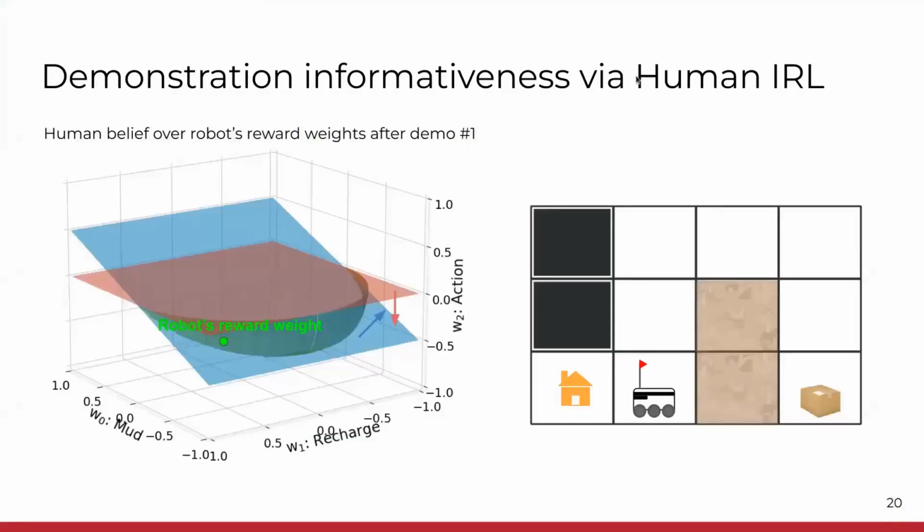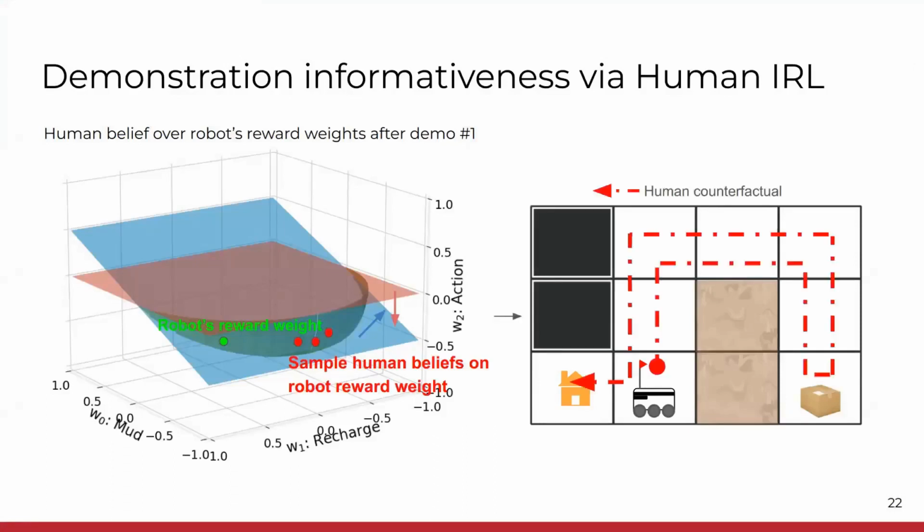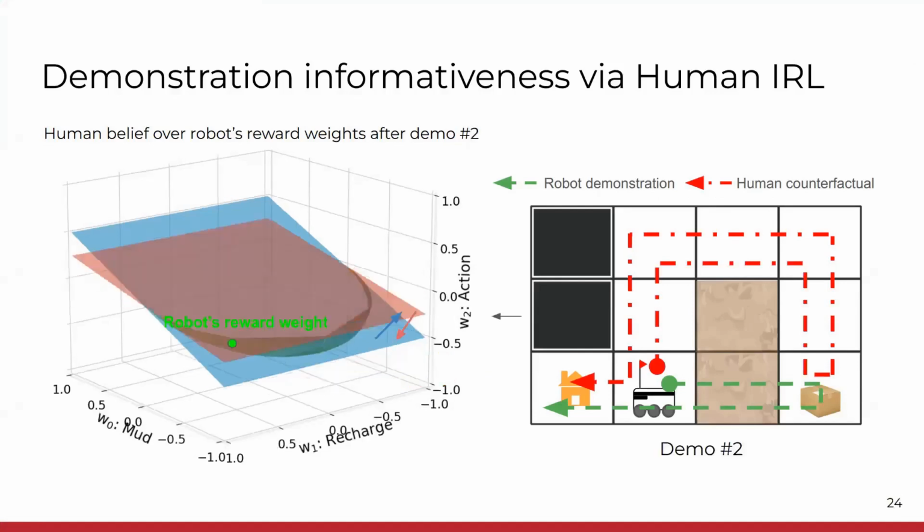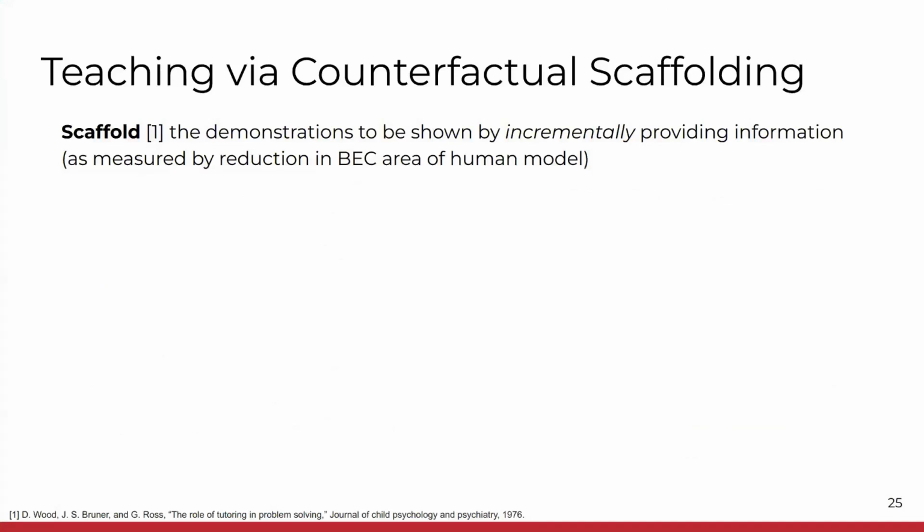A proposed method is to maintain a model of a human's current beliefs given the previously seen demonstration, sample some of the possible beliefs, and take the corresponding optimal trajectory as the human counterfactual. For this human counterfactual, the robot demonstrating a different behavior that goes through the mud would be very informative, which would then serve to upper bound the cost of the mud in relation to the cost of each action in the human's mind.